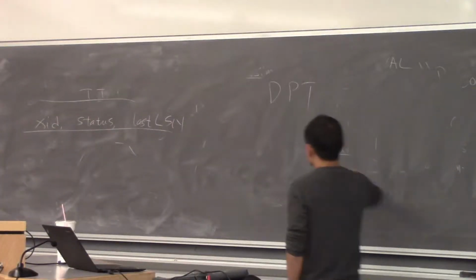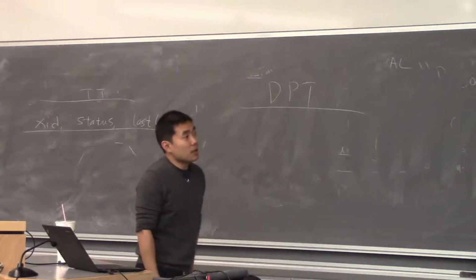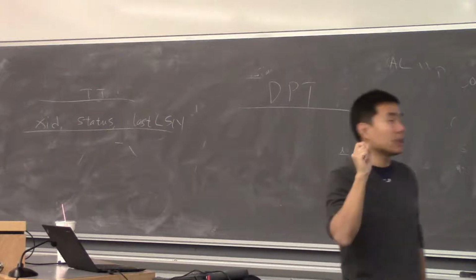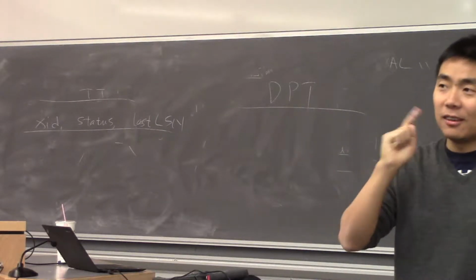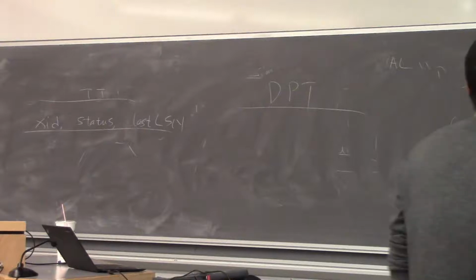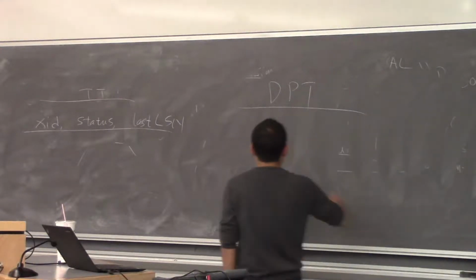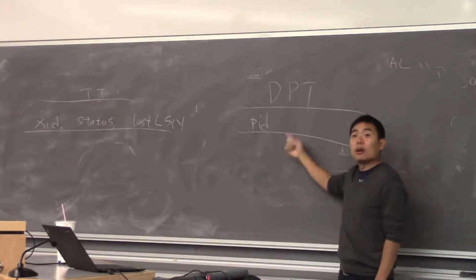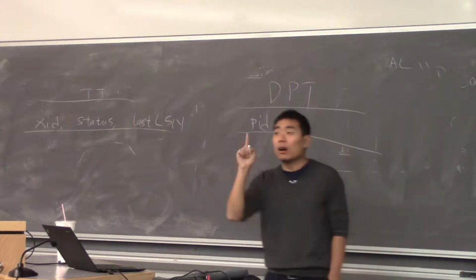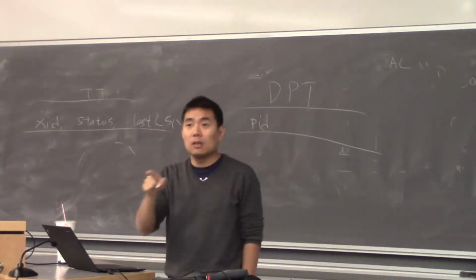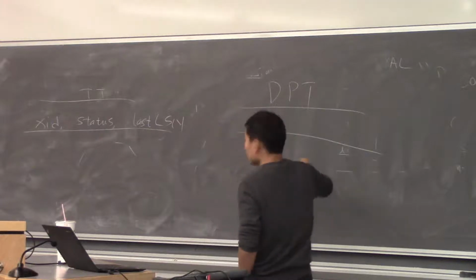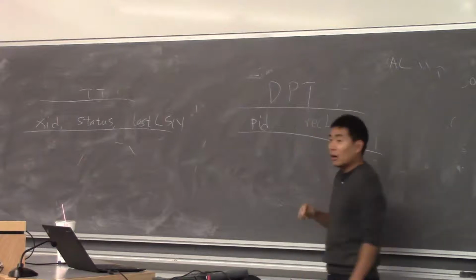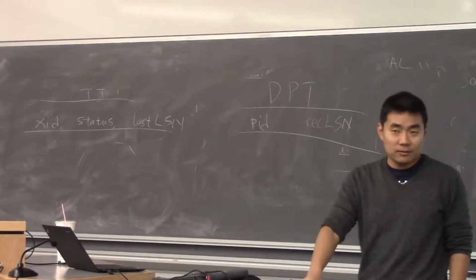What about the dirty page table? The dirty page table has 1 entry per dirty page currently in the buffer pool. Not every page in the buffer pool, only those dirty pages. And it contains, obviously, the page ID. And now, this is what Victor was suggesting, you need something called recLSN, record LSN.